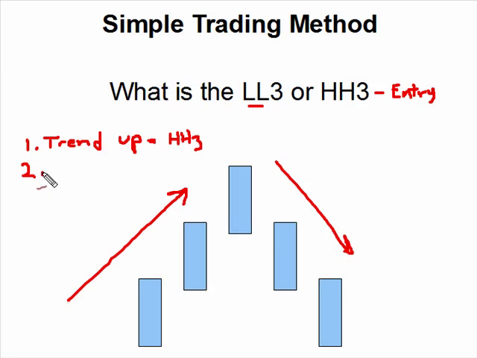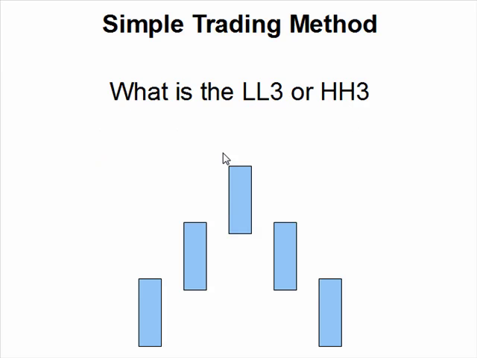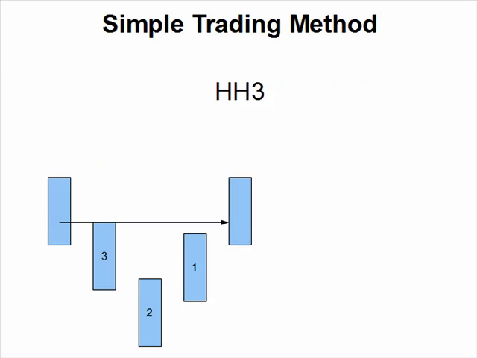Second thing that we want to look at is support or resistance. If it's in an uptrend, we want to see it pull back to support. If it's in a downtrend, we want to see it pull back to resistance, and then move to either the LL3 or the HH3 for the actual entry. And so if we understand that, then we'll know when to actually get into the trade.